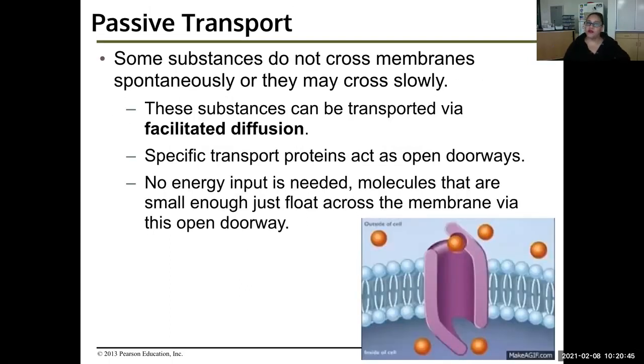Some substances do not cross membranes spontaneously, or they may cross very slowly. Like I said, it has to do with size. Water molecules are small enough that they can go in and out. But some substances are a little bigger. They need a little help. So these can be transported via facilitated diffusion. To facilitate means to help. So these are just molecules that need a little extra help getting into or out of the cell.